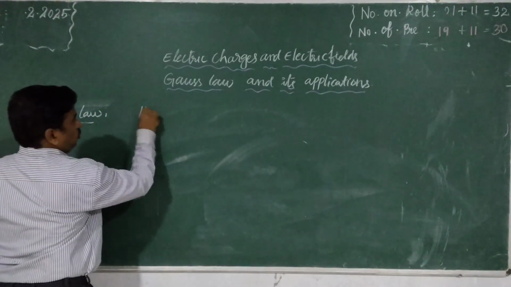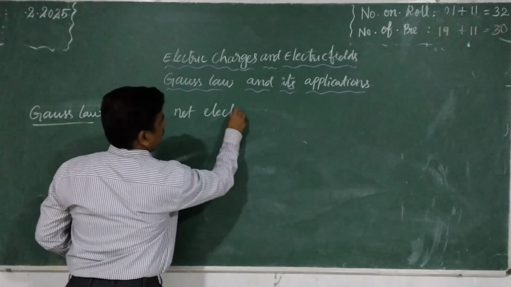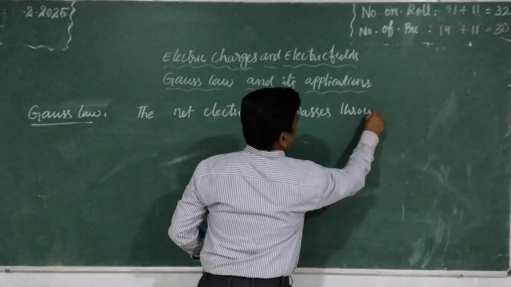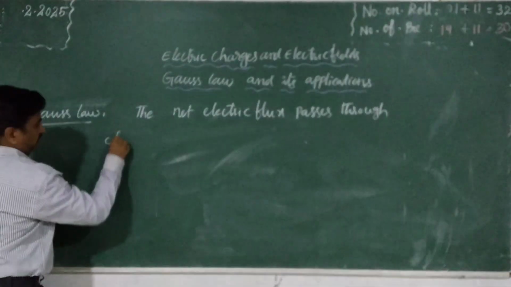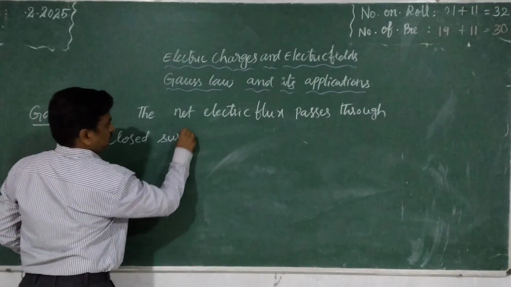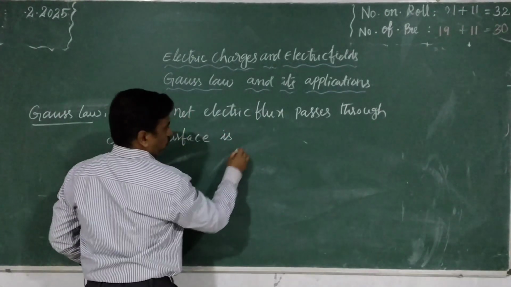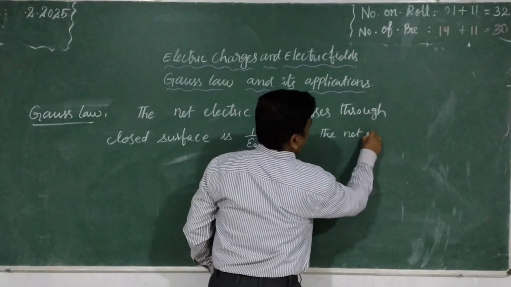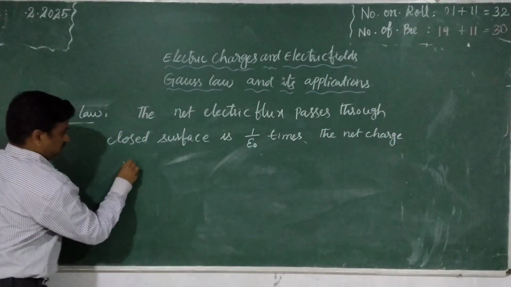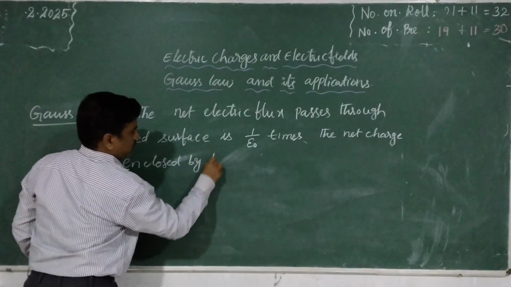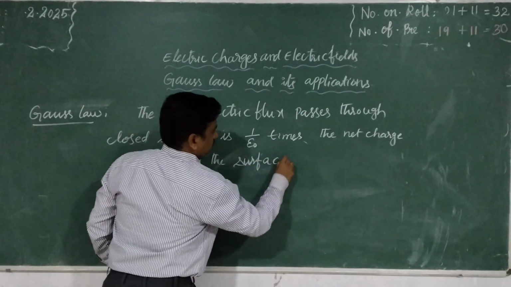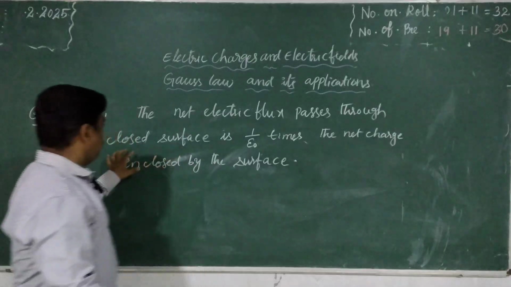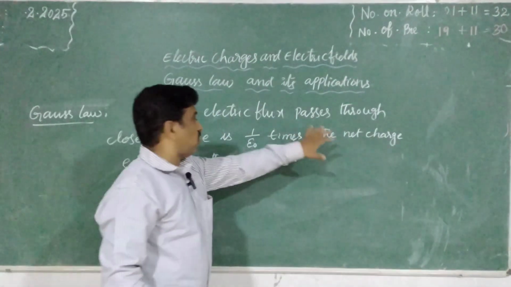The net electric flux, or total electric flux, passes through a closed surface is 1 by epsilon naught times the net charge enclosed by the surface. This is the Gauss law. What is the statement of Gauss law? The net electric flux, meaning total electric flux, passes through a closed surface is 1 by epsilon naught times the net charge enclosed by the surface.